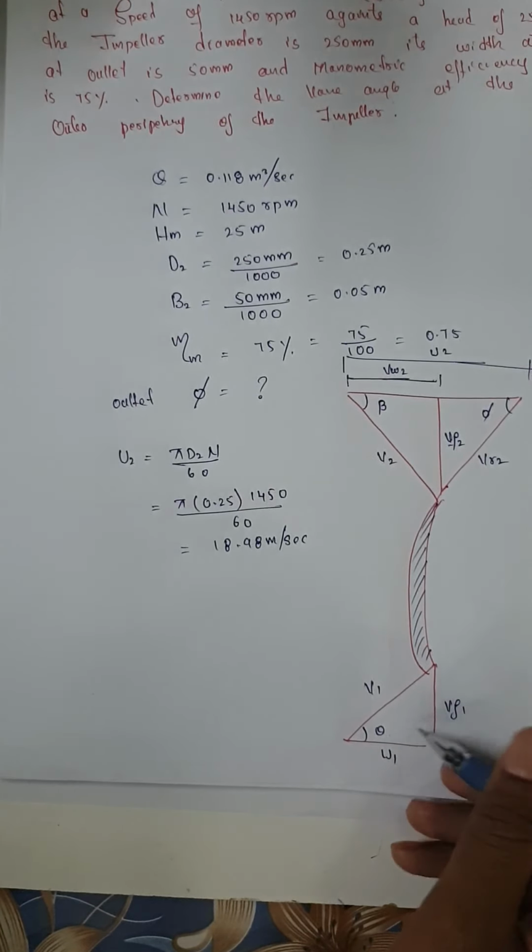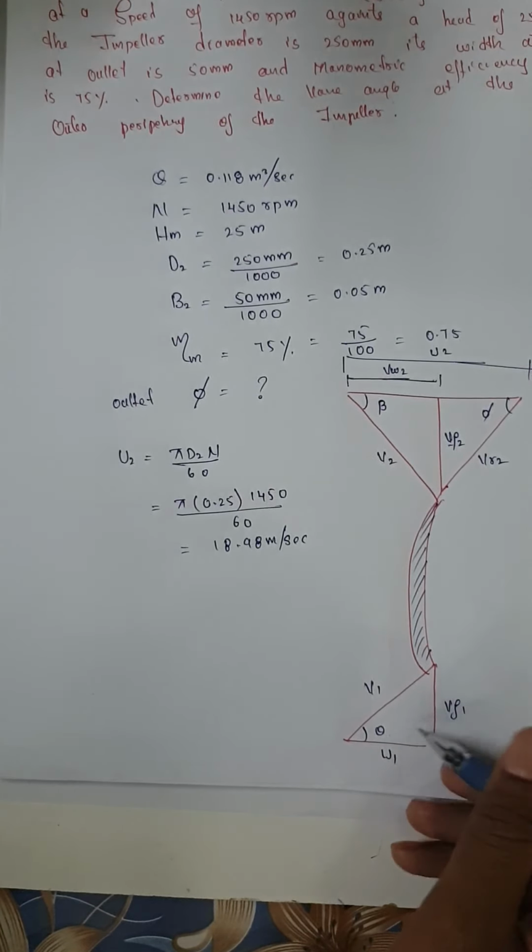What is the extra data given here? Discharge is given. For discharge, there is one basic formula. As you can see, discharge is equal to pi d2 b2 Vf2. So first you have to take this discharge formula. Discharge is equal to pi b2 d2 Vf2. Here you know the value of discharge, so discharge by pi b2 d2 is equal to Vf2.